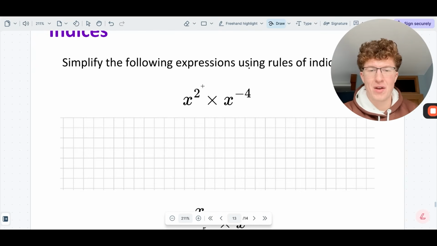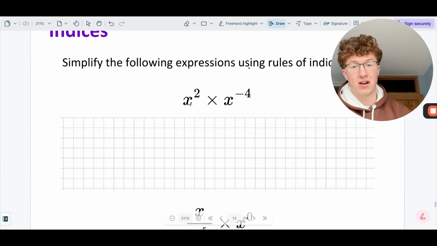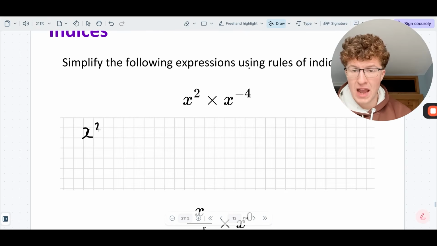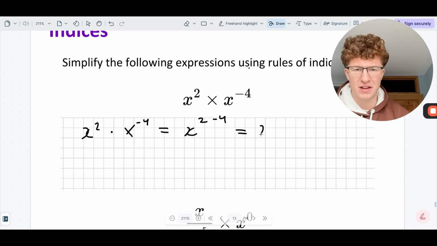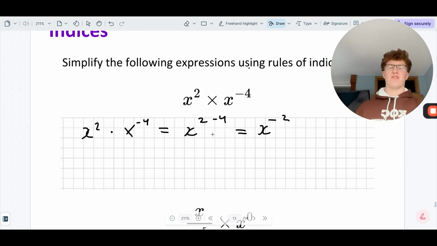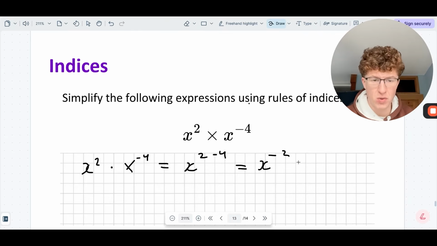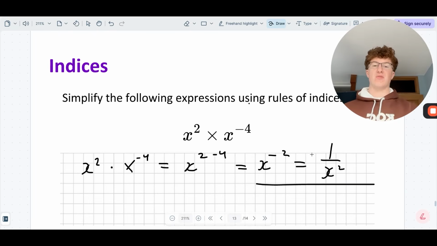Well, when we multiply things with the same base, so these are just both x's, remember the first rule of indices, when you multiply things, you can just add their power. So x squared times x to the power of minus 4 is equal to x to the power of 2 minus 4. That's equal to x to the power of minus 2, because 2 minus 4 is minus 2. But we can rewrite x to the power of minus 2 as 1 over x squared. So yeah, that would be your final answer. Either x to the power of minus 2 or 1 over x squared.